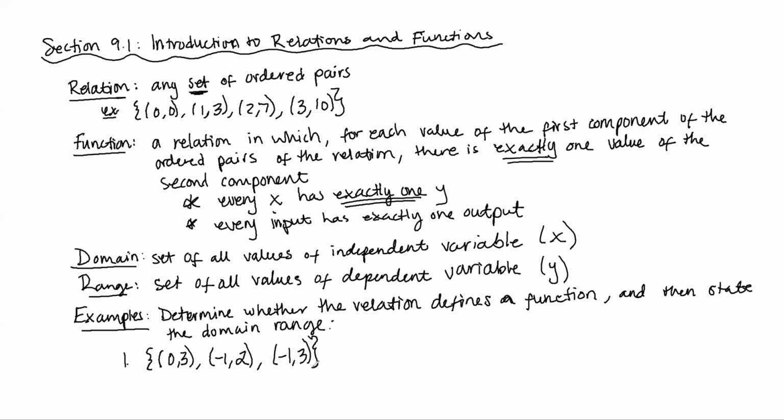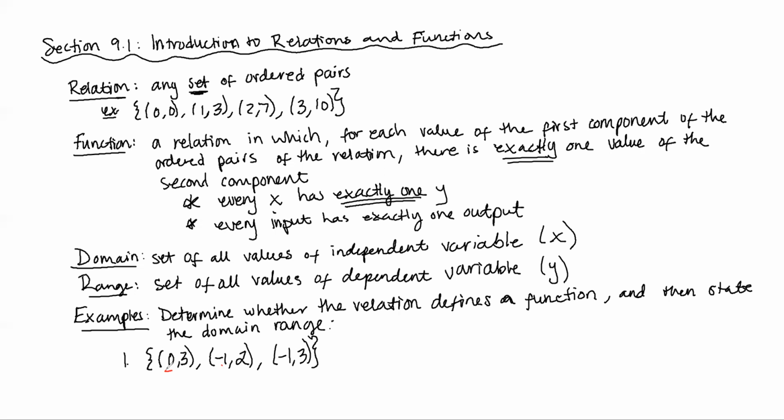So first thing we're going to do is figure out whether or not it is a function. Well, if we go ahead and look at our definition again, we want to make sure that every x has exactly one y. Now what we're going to do is look at our x values. We have a 0, which goes to a 3 here, and we don't have any other 0s for x's. We only have a -1 and a -1 here.